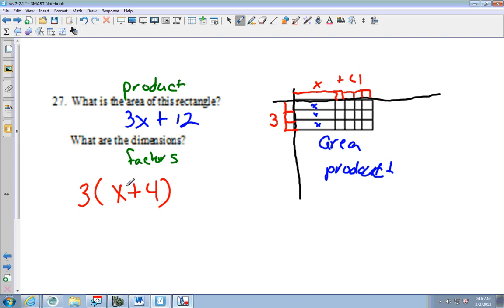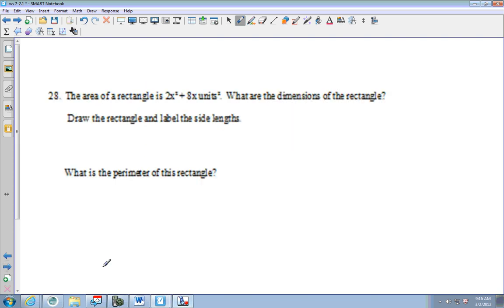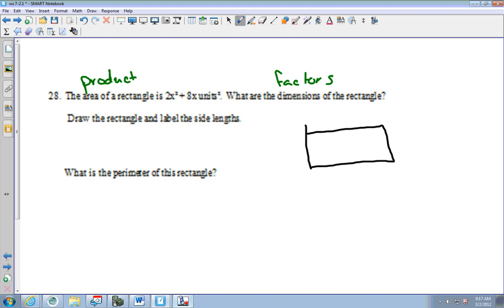The next one, right here, try and figure out what your area and dimensions are. Remember again, area is the product. Dimensions are the factors. Now, draw the rectangle and label the side lengths. Okay, so here's my rectangle. I've got to figure out my side lengths.